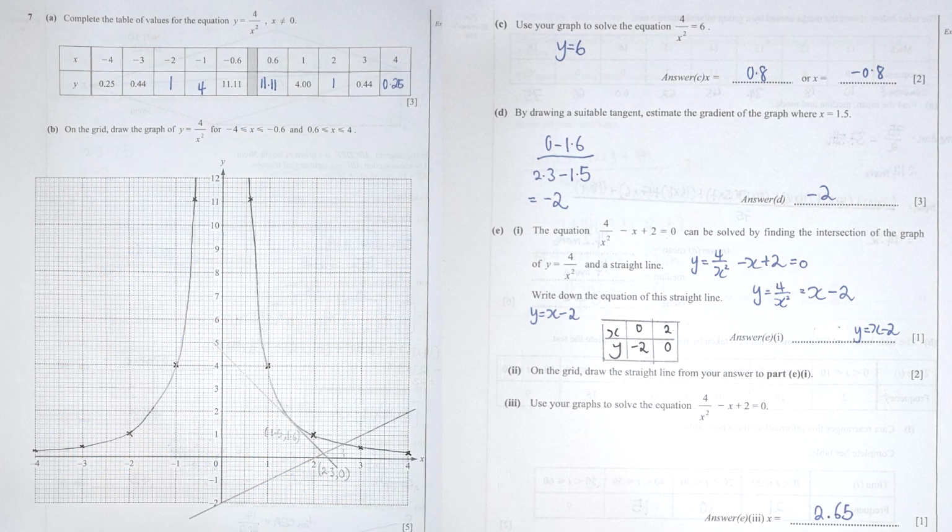Question 7a, pretty straightforward. Simply substitute the -2, -1, 0.6, 2 and 4 into the formula given. After you've done that, you get your y results as 1, 4, 11.11, 1 and 0.25. So final results should be as above. Plot down all the points and you graph out your graph as shown.